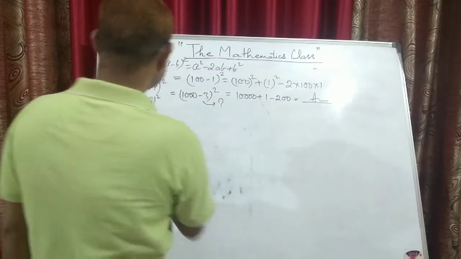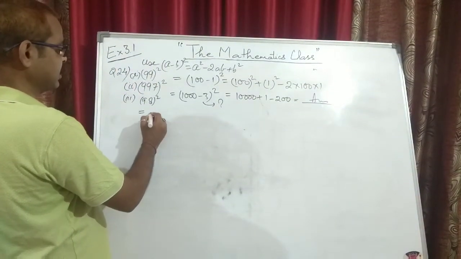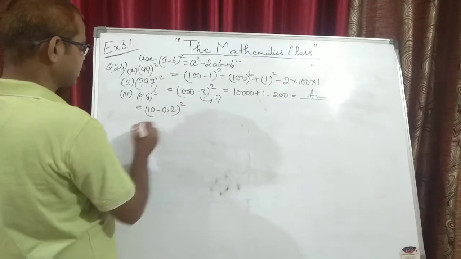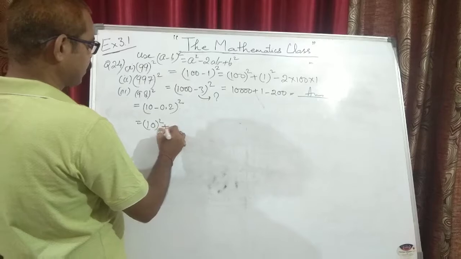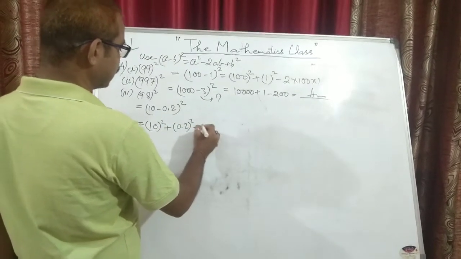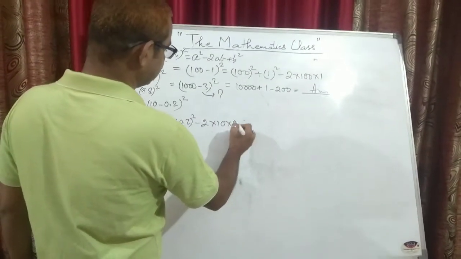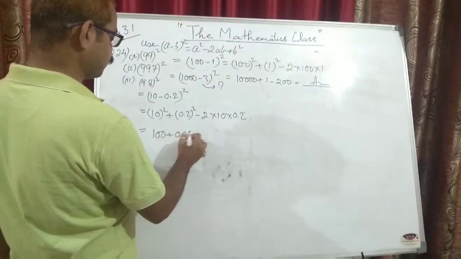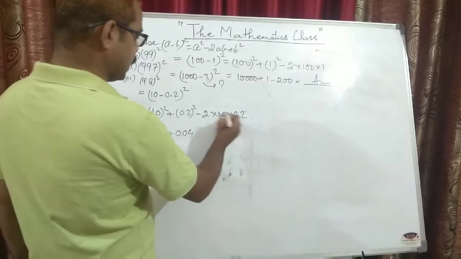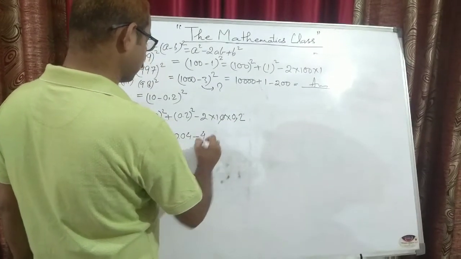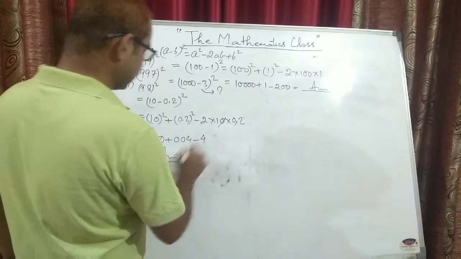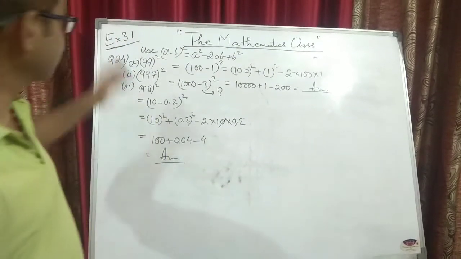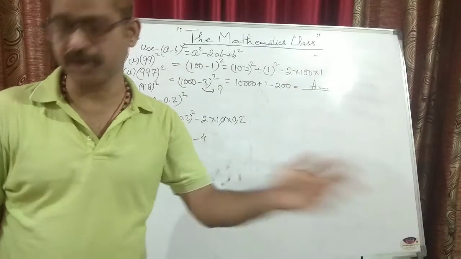And similarly, 9.8 can be written as 10 minus 0.2 whole square, so this will be a square plus b square minus 2ab. So 10 square is 100 plus 0.04, 0.2 into 0.2 is 0.04, and minus 4. So the rest you can again solve it out and find the value. The calculation part is only left, so I leave it up to you. Now we have done up to 24. Now next is 27th question.